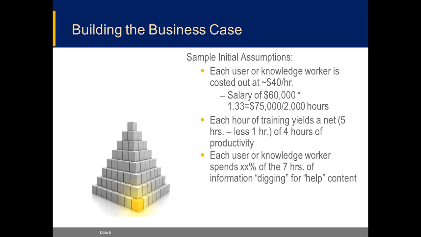As you start building the business case, this is where you really need to quantify what you're doing and how you're doing it. That first one there was each knowledge worker is costed out at about $40 per hour. The salary, $60,000, we talked about that on the last slide, and then the yield of the training, or the net productivity. And then the other one that we discussed, tying again your best business practices in, is how much time your knowledge workers or your users spend looking for help.